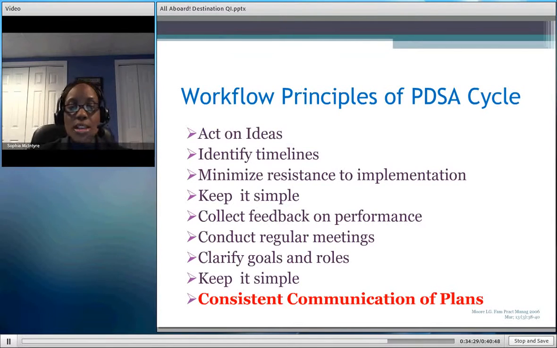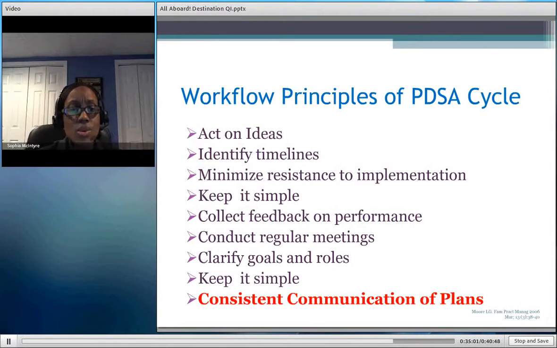And often it's important to minimize resistance to implementation. So you've put this work together, and your team has decided that we want to work on improving our quality. Or maybe it's something that your organization or your medical director or your chief medical officer says, look, we're starting a new quality improvement project, and this is what we're going to do. So hopefully you're open to change, and also that you're not resistant to this.